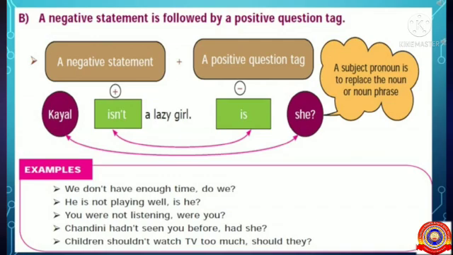Some examples are here. We don't have enough time, do we? He is not playing well, is he? You were not listening, were you? Chandni hadn't seen you before, had she? Children shouldn't watch TV too much, should they?